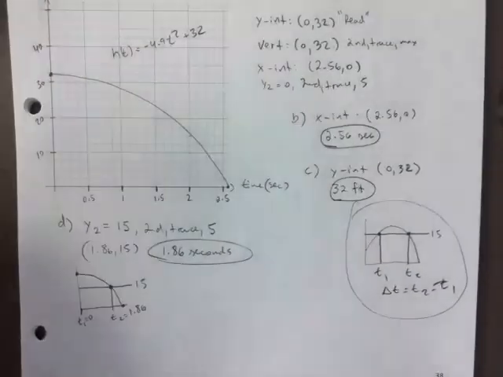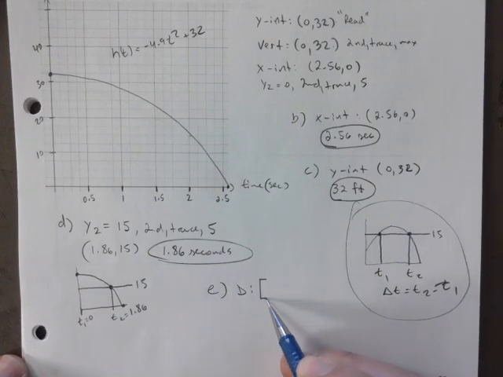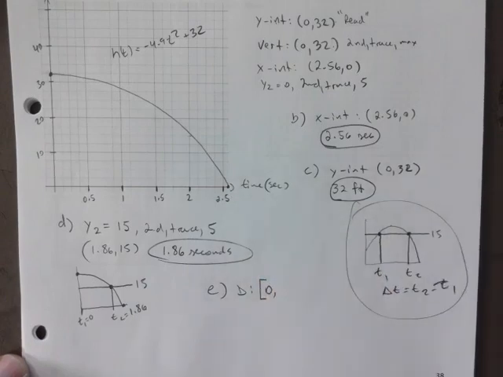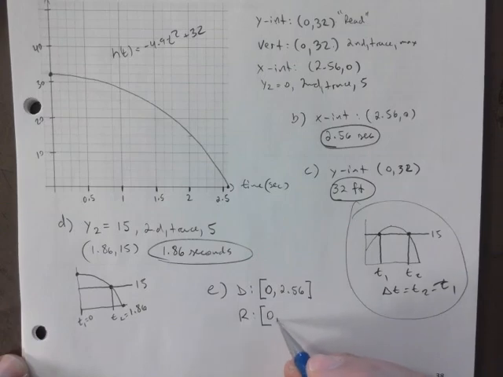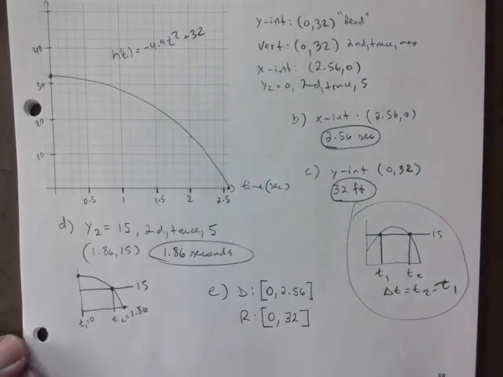E, state the domain and range. You should be pros by now. What will be your domain here? Time 0 until the buffalo hit the ground. So that happens at 2.56 seconds. For my range, you do hit the ground. That's the lowest y value acceptable. And the highest we ever go to is 32. And there you have it.